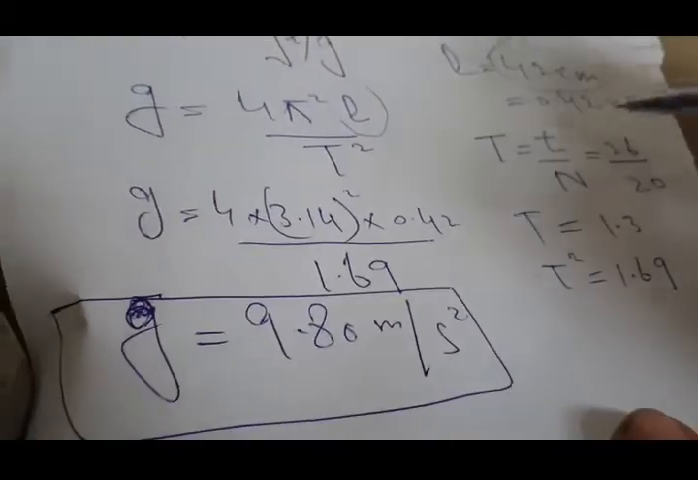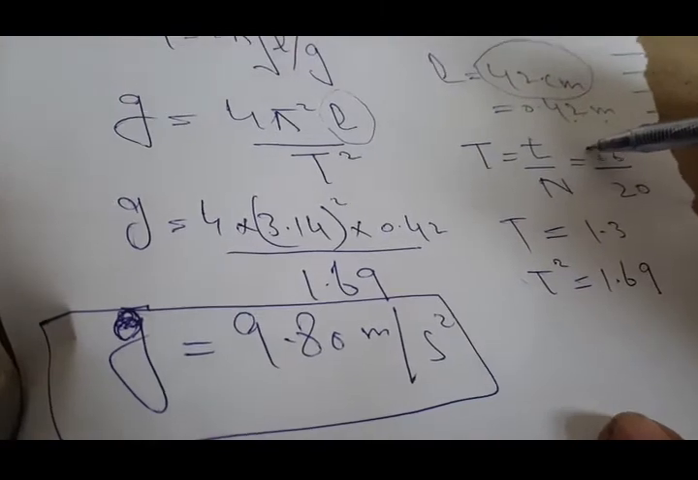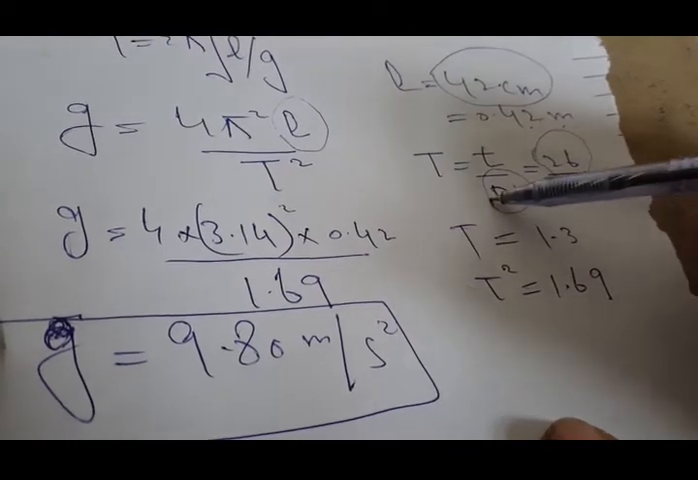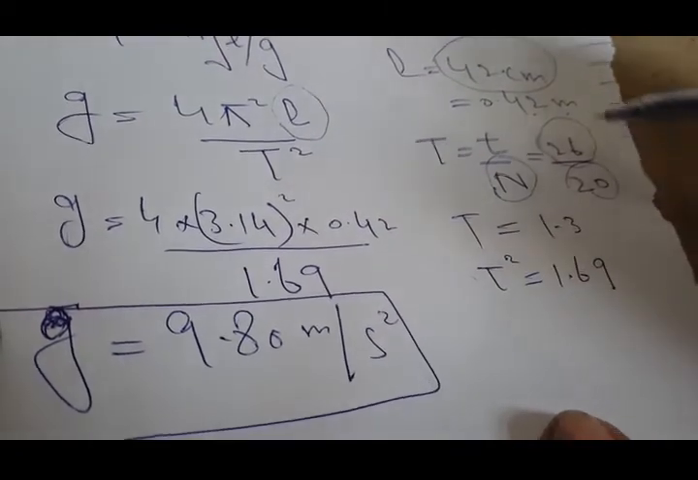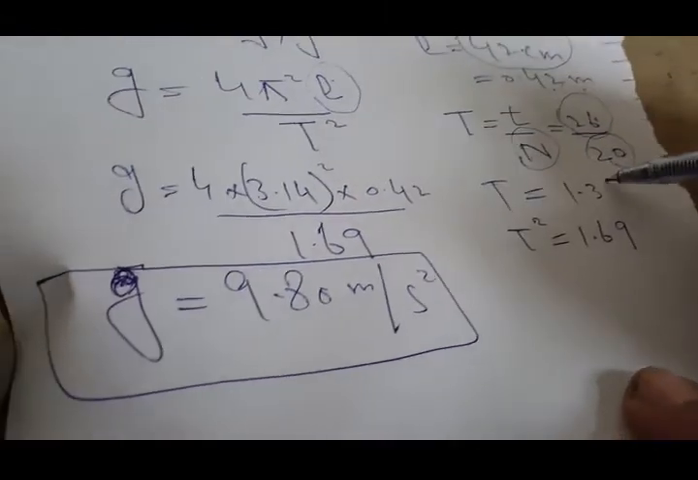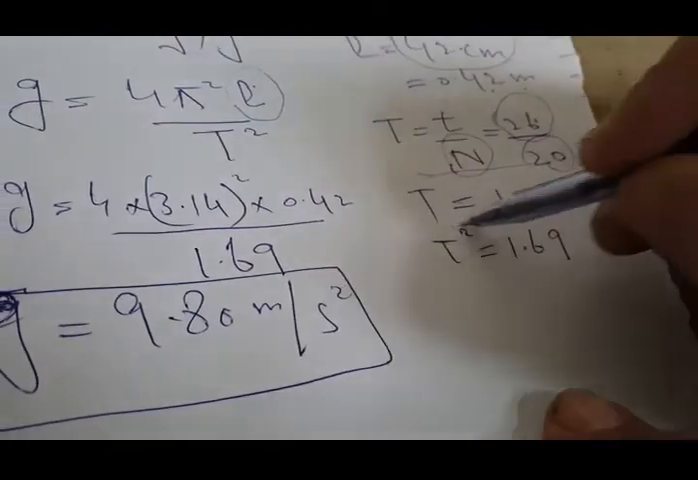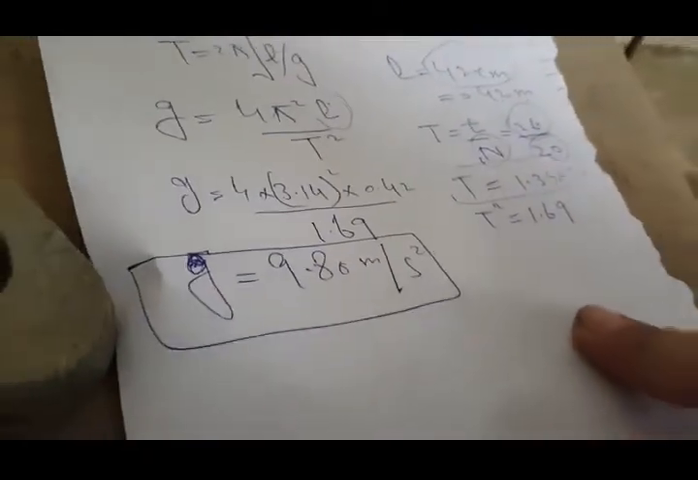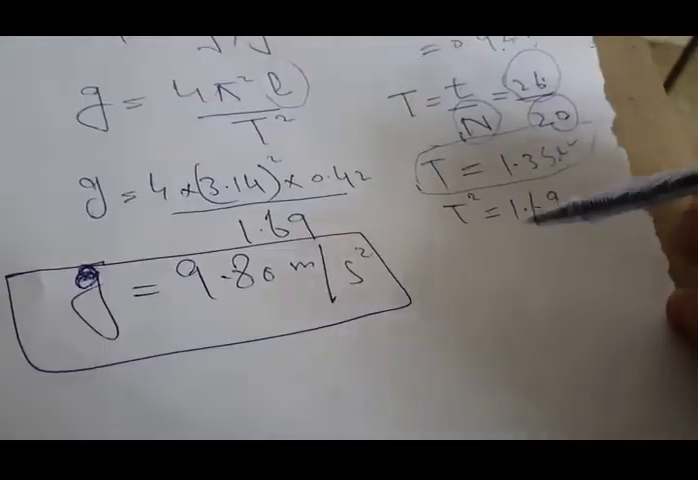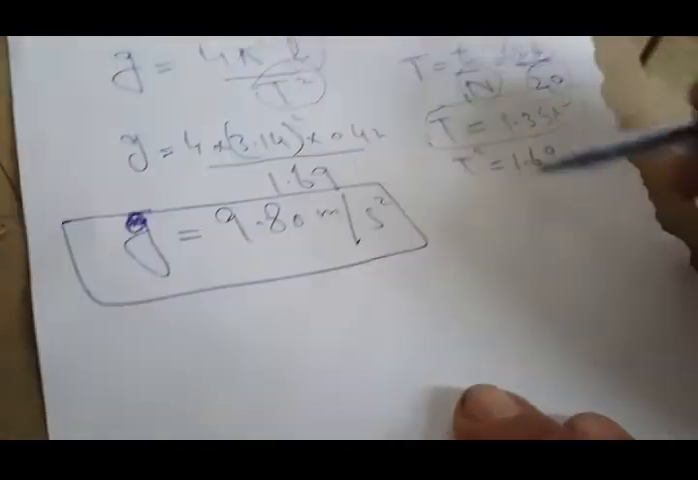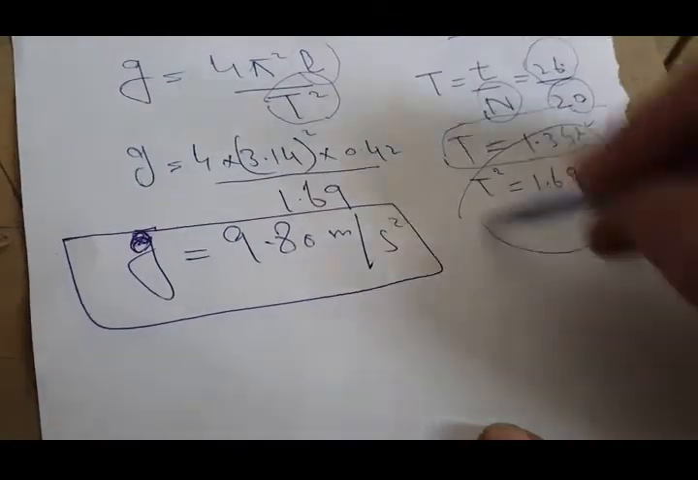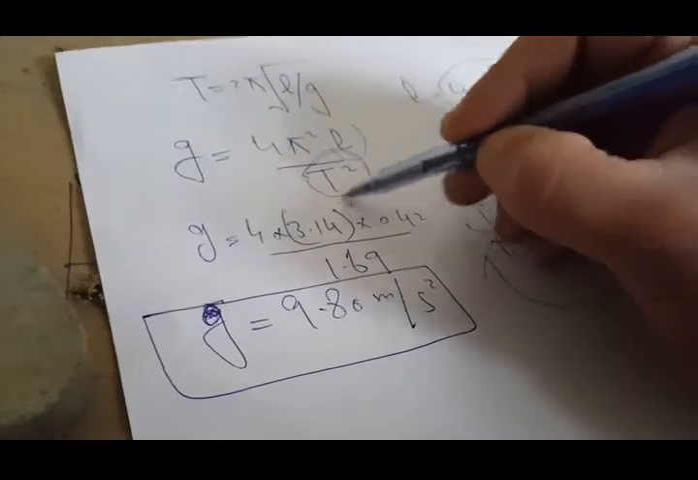Now we already noted here that the time taken by the 20 oscillations is 26 seconds, and the number of oscillations that we noted here is 20. So by dividing the time taken by the number of oscillations, we get the time period of this pendulum. So the time period for our experimental measurement of the pendulum is 1.3 second. Now as we know that the square of T is involved, so by squaring the time period we get 1.69 second squared.